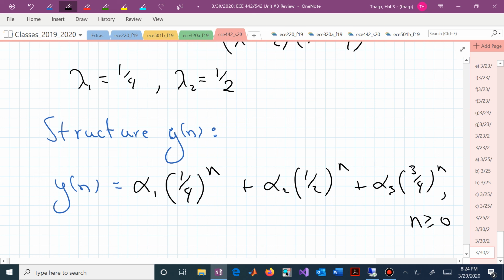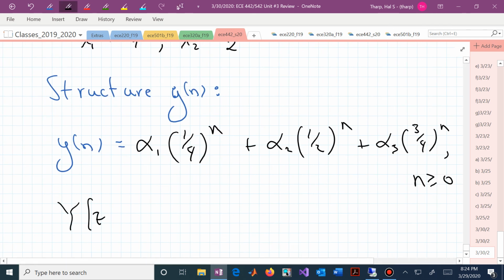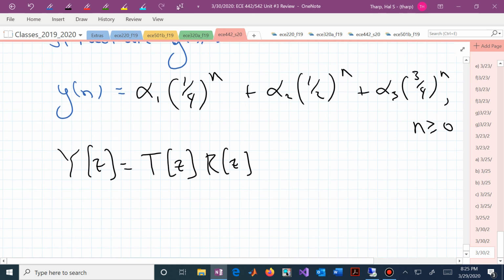That's now the structure. And in fact, if you needed to find y of n, or all these alphas exactly, you could find y of z is equal to T of z times r of z, multiply T of z by r of z, and do the inverse z transform on y of z over z to find the exact values of alpha 1, alpha 2, and alpha 3 through partial fraction expansion.